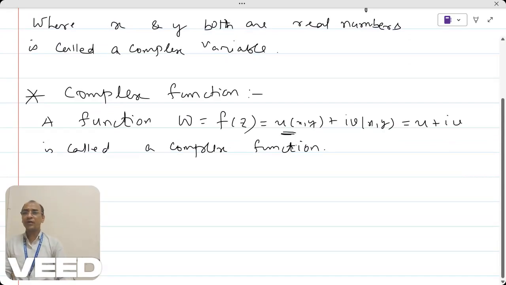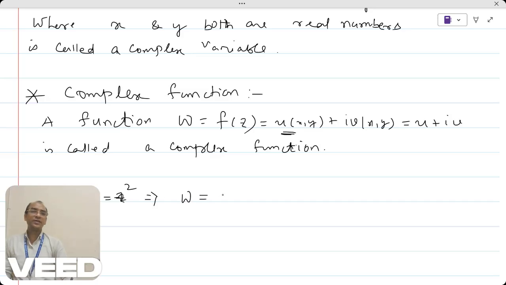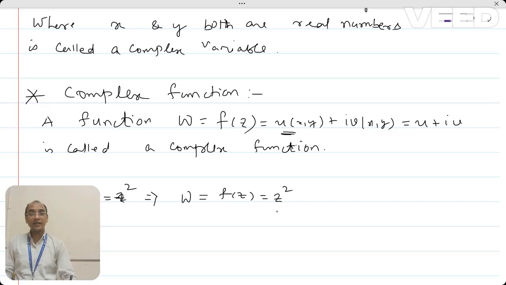For example, say we will consider w equal to z square. Here w we say it is f of z, function of z, and that is equal to z square. So what is the real part? What is the imaginary part? How can we find the real and imaginary part? That is u and v.